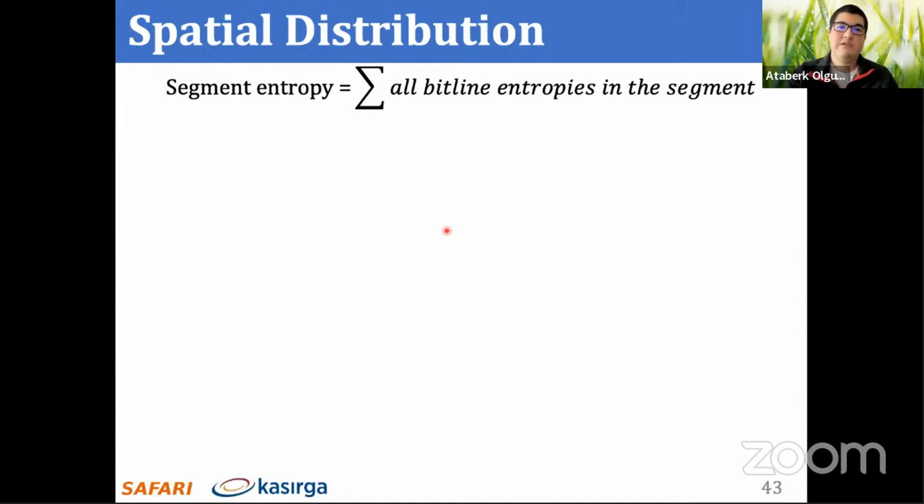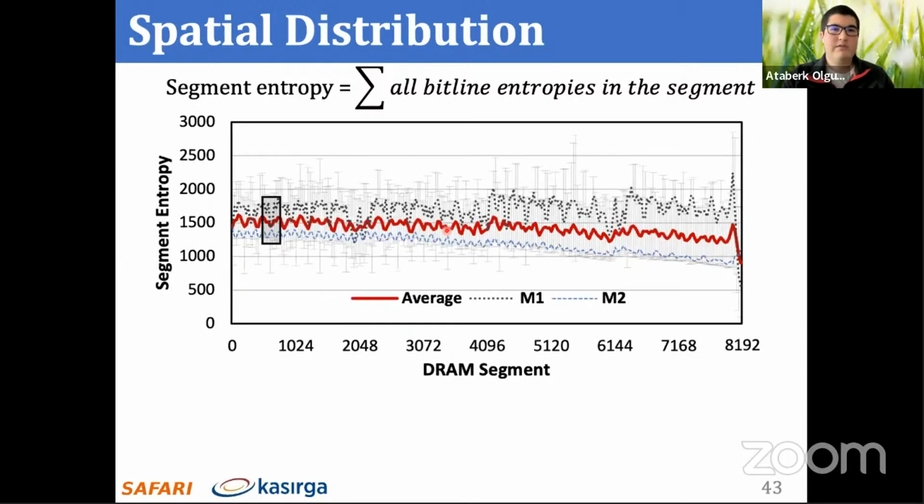To see if entropy changes according to the physical location of a DRAM segment, we look at each segment's entropy. We calculate the segment entropy similar to how we calculate cache block entropy. So we sum up all the bitline entropies in the segment. And the maximum possible segment entropy is 64,000 because there are 64,000 bits in a segment in the modules we test. We plot the segment entropy on the y-axis here over the segment ID on the x-axis.